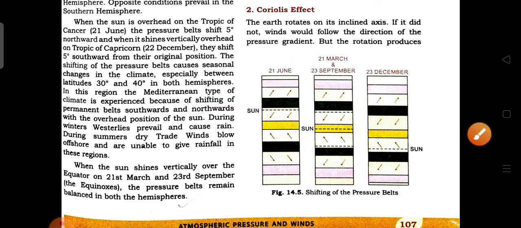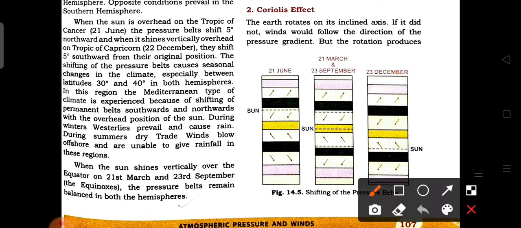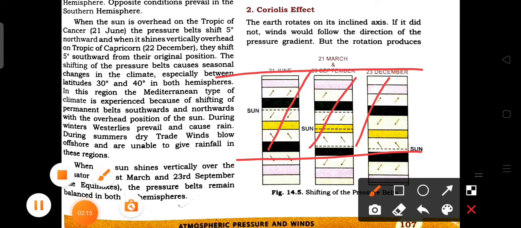The shifting of the pressure belt causes seasonal change in the climate, especially between 30 degrees and 40 degrees in both the hemispheres. So, in the latitudes of 30 and 40 degrees north and south, the climate varies in this region due to the shifting of the pressure belt.